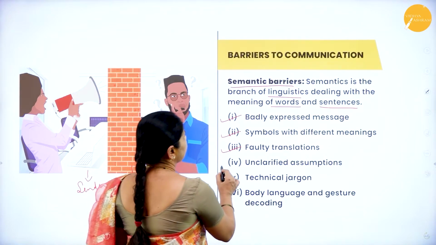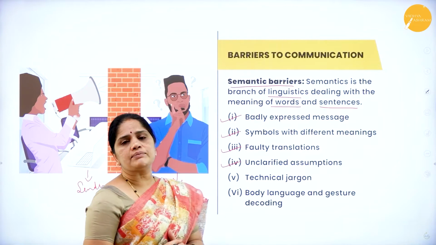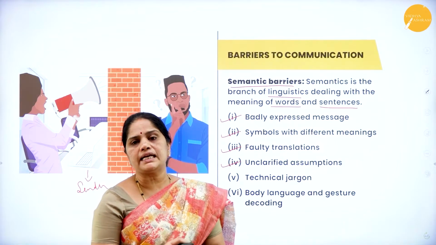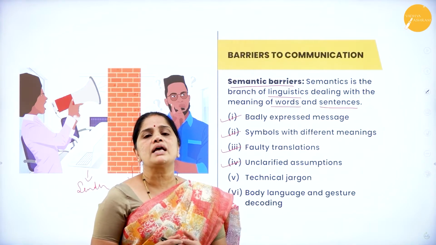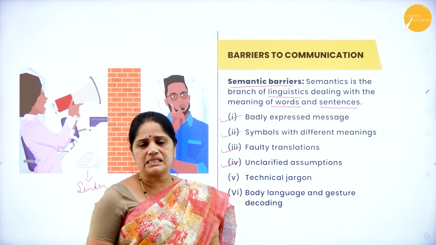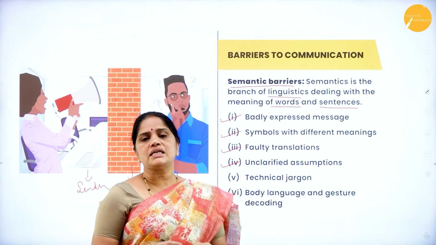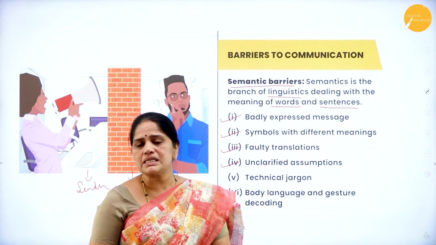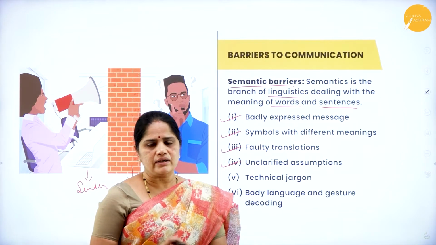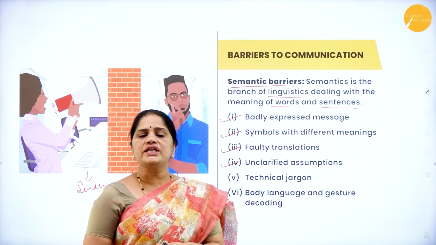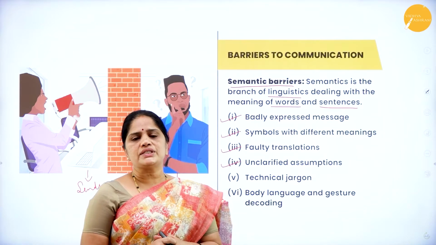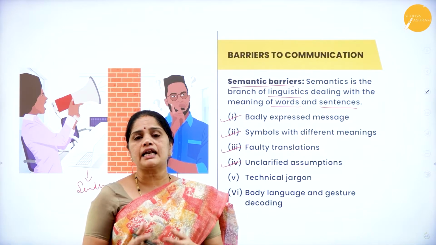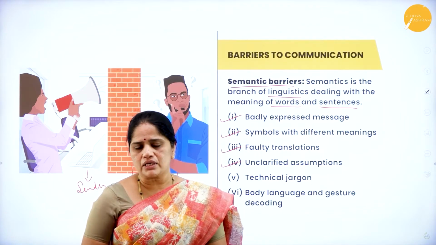Then the next kind of semantic barrier is unclarified assumptions. What are unclarified assumptions? Whenever there is a communication from the sender to the receiver, the receiver may have his own assumptions about the sender, or he may not trust the sender. In such cases, whatever message the sender sends, the receiver may not take it in the proper way, or he may misunderstand whatever the sender is sending. There are certain assumptions which the receiver will be having about the sender. So whenever the sender sends a message, he may not take it in the right spirit. That gives rise to barriers of communication.